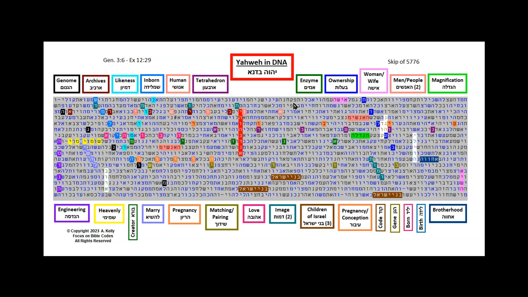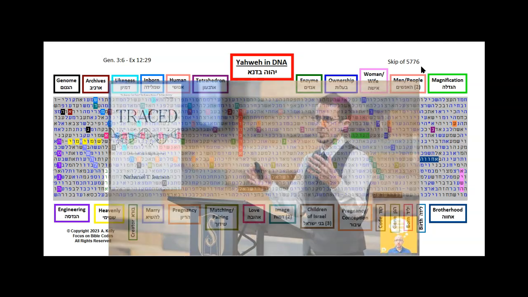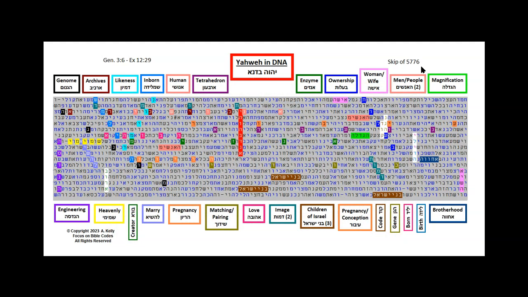The letter skip of this Bible code matrix is 5,776. That is the Gregorian year of 2016, and that's the year that researcher Nathaniel Jeanson released information showing that human DNA can be traced to one of 3 different lineages. That would line up perfectly with the Shem, Ham, and Japheth story of the Bible. I'll put a link to that research in the description box.